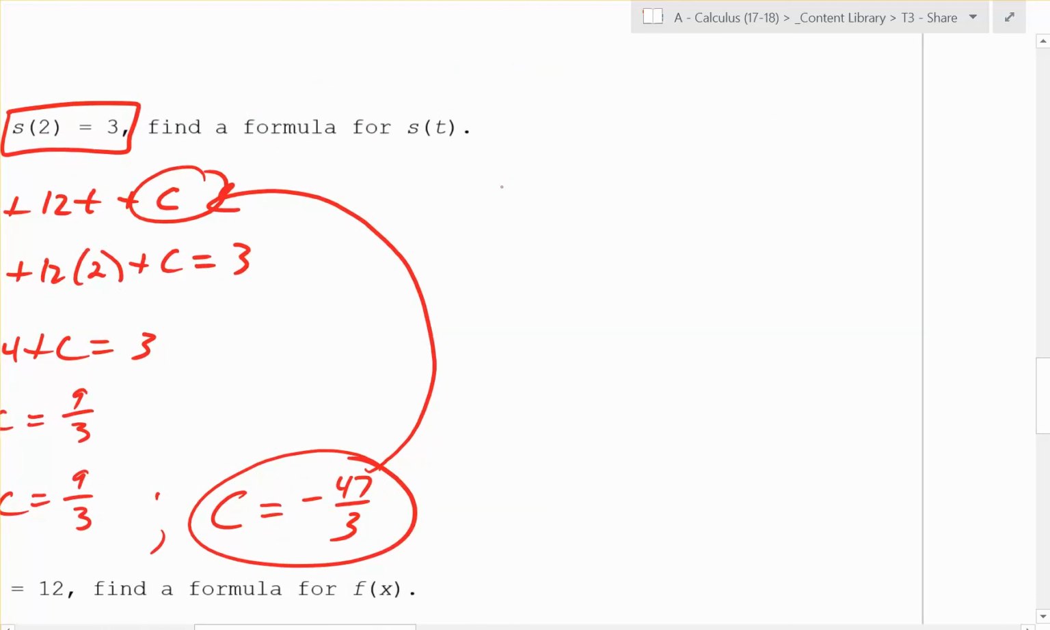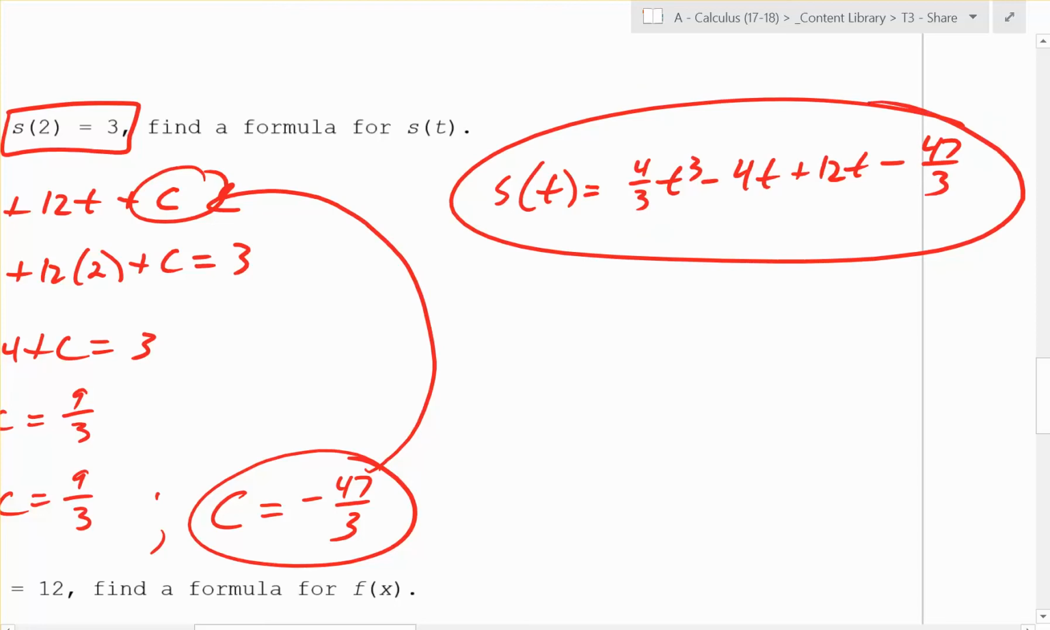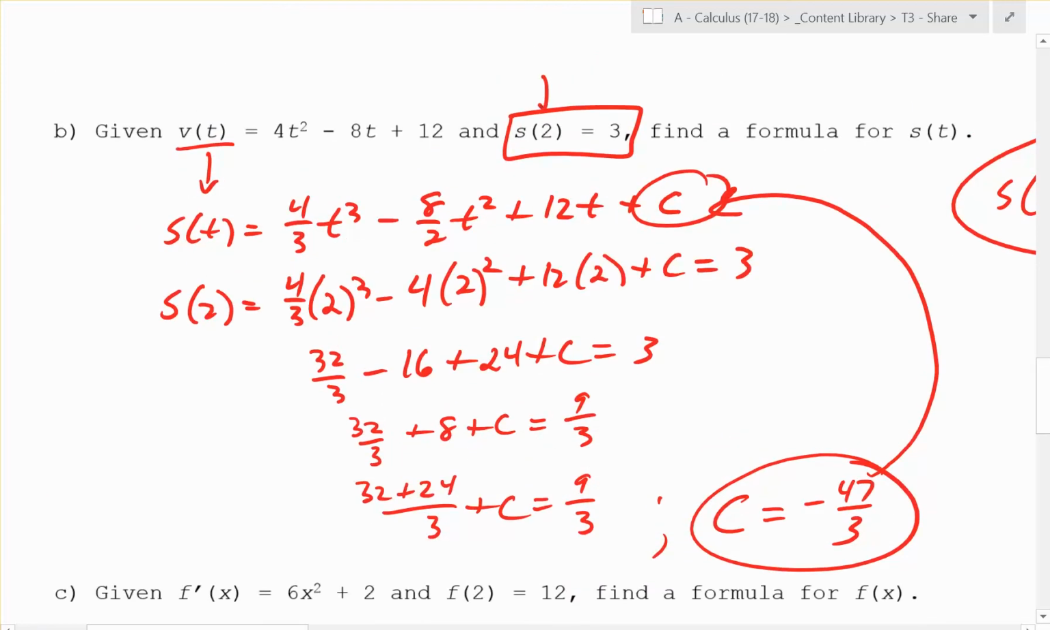So our final answer will therefore be the same thing we got before, the 4 over 3 t cubed minus 4t squared plus 12t, but instead of plus c, we know it's minus 47 over 3. It's just the search for the constant. The lesson here is it's not necessarily going to be s of 0. It might give you something else. s of 2 is 3 in this case.